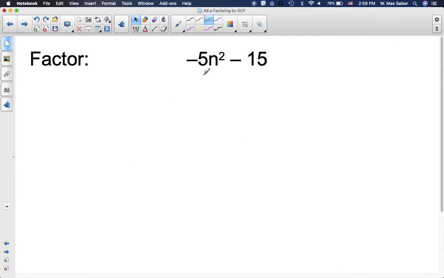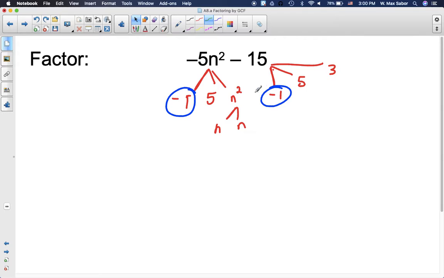Here, what is the greatest common factor? You might be able to see it, but just in case you don't, this is negative 1 times 5 times n squared, and n squared is n times n. 15 is negative 1 times 5 times 3. So they all have a negative 1, and they also all have a 5. So what I'm going to say is the greatest common factor is going to be negative 5.